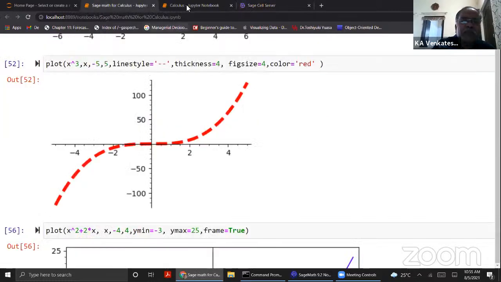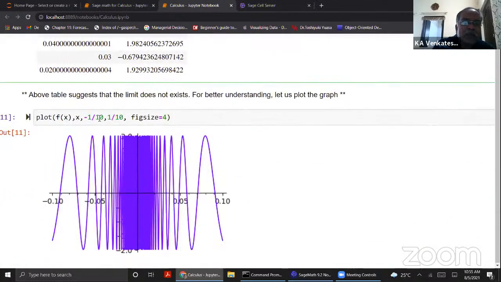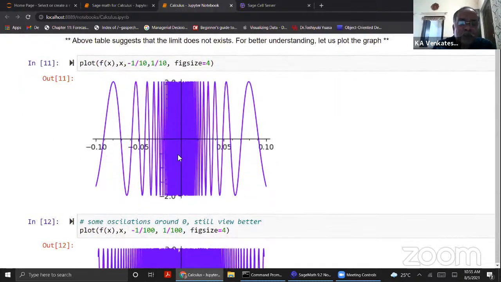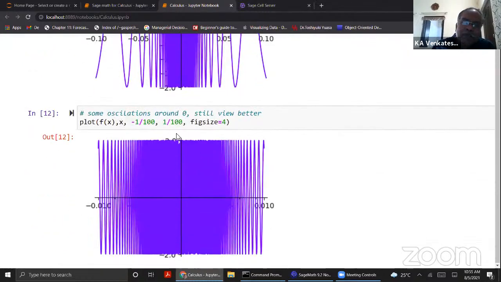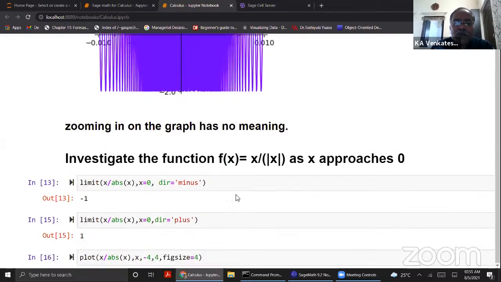Now I go here. See, this is the graph, 1 by 10, 1 by 10. The plot of f of x, which we already defined. A big band is coming in between. From this, we are still unable to say it oscillates. Can we zoom in so that we can see it bigger? Instead of 1 by 10, if I take 1 by 100, it looks like this, but still it does not give us anything better, though it is clear that it oscillates. So what I have written is that zooming in on the graph has no meaning.